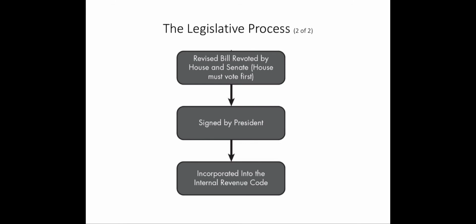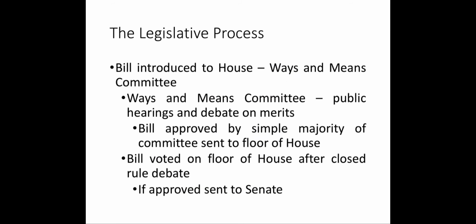Now, we're going to learn later that not all tax items get incorporated into the Internal Revenue Code, but almost all do. We're also going to learn exactly what you need to pass a bill when you get to that floor of the House and Senate, as well as what the president can do. They don't have to necessarily sign it. They can also veto it, and what then the options are.